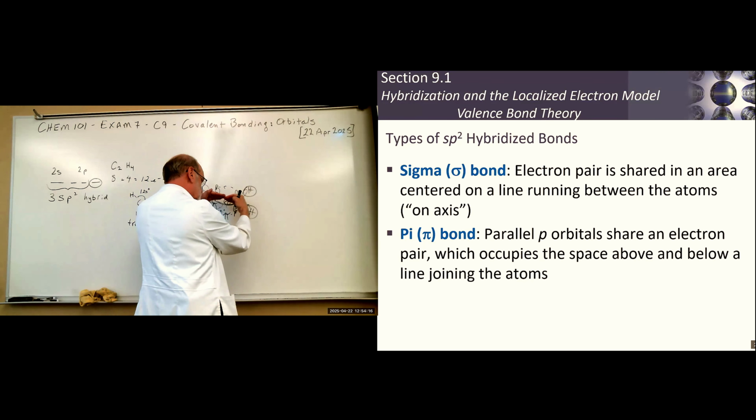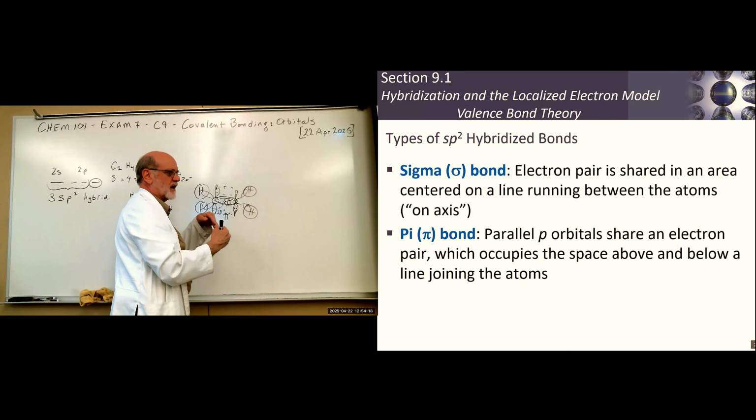Because they're not between. It's like trying to pull a truck out of the mud with a chain. You can only have 1 chain between the car and the truck. If you put 1 off axis, it's not going to be as strong. Okay. So that's what the pi bond does.